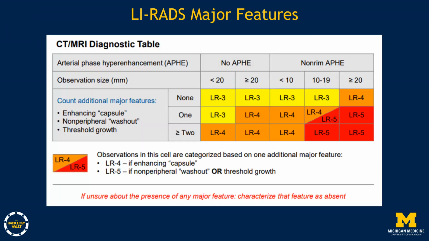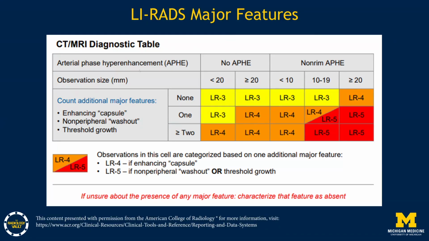Now, just going over a brief introduction about the major features. You can see here, arterial phase hyperenhancement forms the core. If there is no arterial phase hyperenhancement, at maximum that observation can be categorized as an LR4, which will still fall into the category of needing a biopsy. Only an observation that has arterial phase hyperenhancement with the size and either one or two of the additional major features, which are capsule, non-peripheral washout, and threshold growth, can fall into the LR5 bucket.